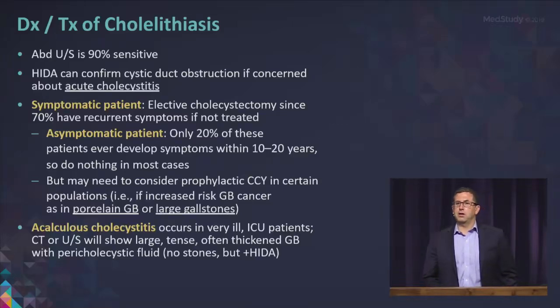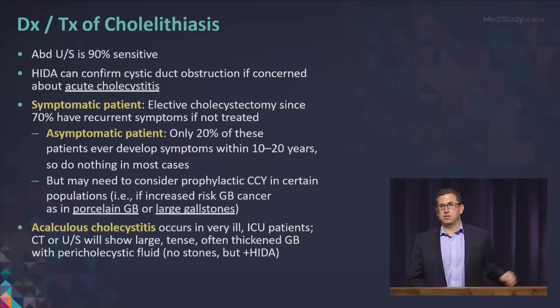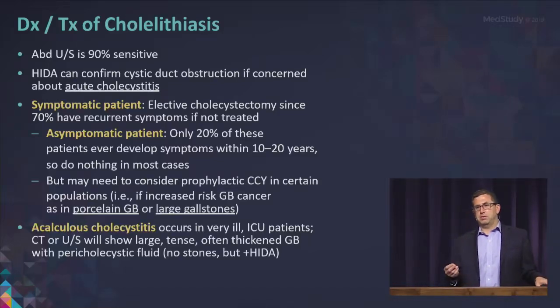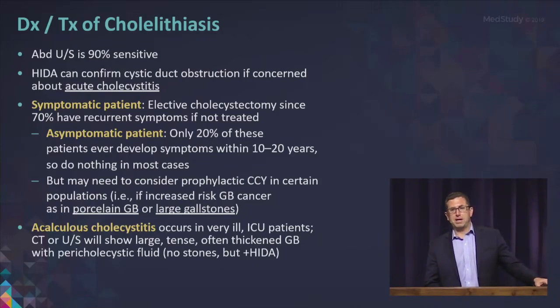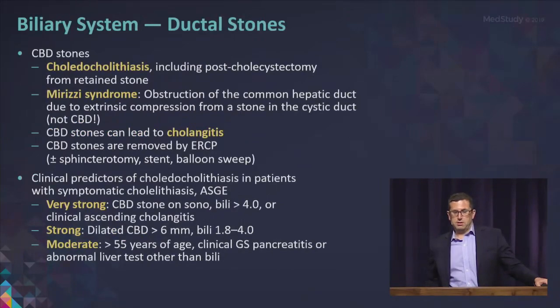And then there's an entity called acalculous cholecystitis where there are no stones in the gallbladder, but there's a thickened wall, and it's often seen in ICU patients. So these patients will have a positive HIDA because the cystic duct really is obstructed from inflammation, but there's no stone. In terms of CBD stones, choledocholithiasis is frequently seen.